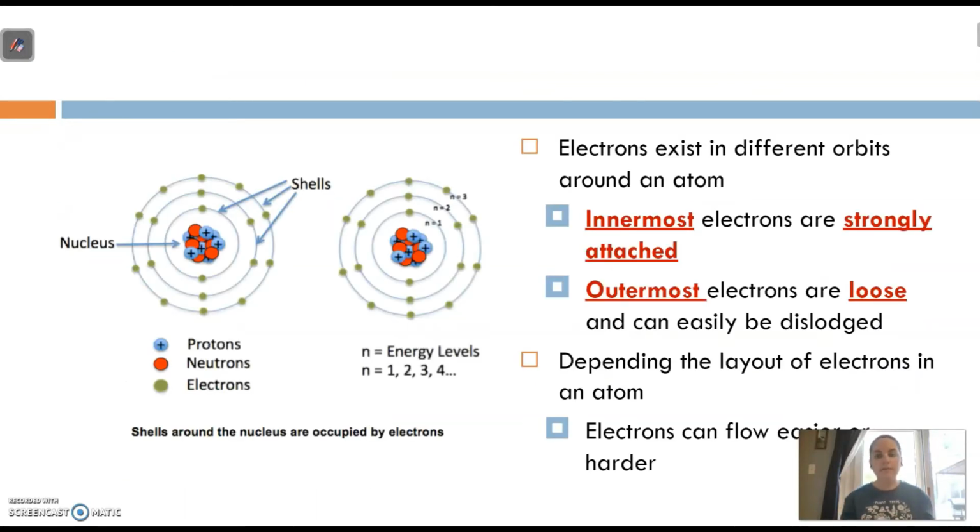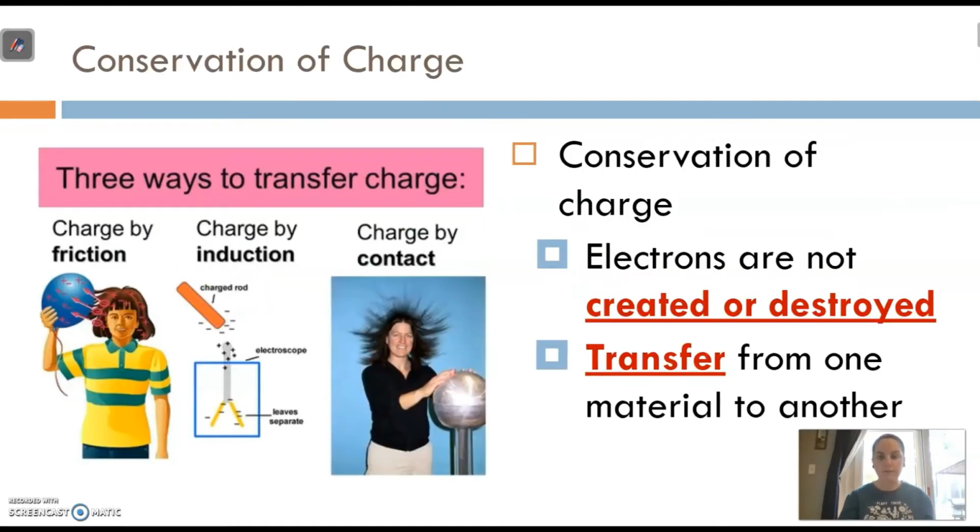Electrons exist in different orbits. We can have an innermost orbit, with electrons really strongly attached to the positive nucleus, and outermost electrons, which are loosely attached to the positive nucleus. Those outermost electrons are the ones that can flow more easily. When we're talking about the flow of electrons, we're talking about the movement of charge, but there's also the idea of the conservation of charge, which says that electrons can neither be created nor destroyed. They can only transfer from one atom to another.